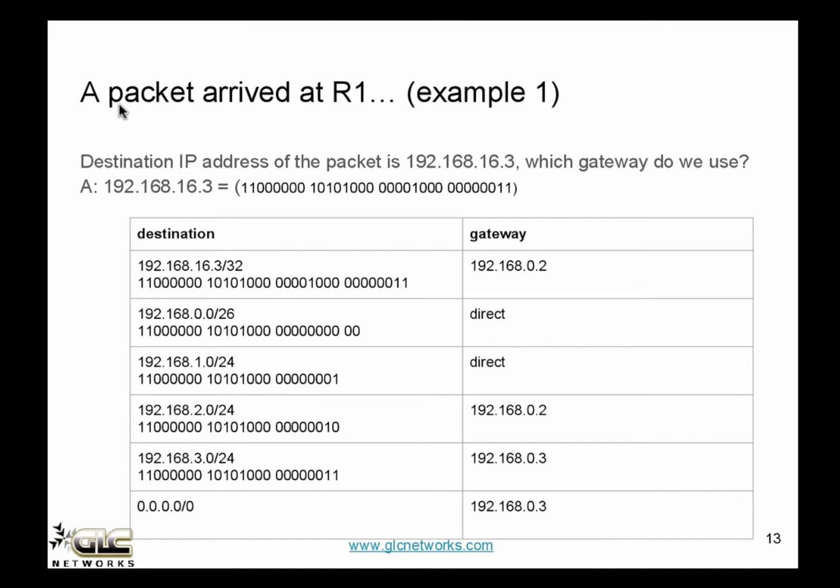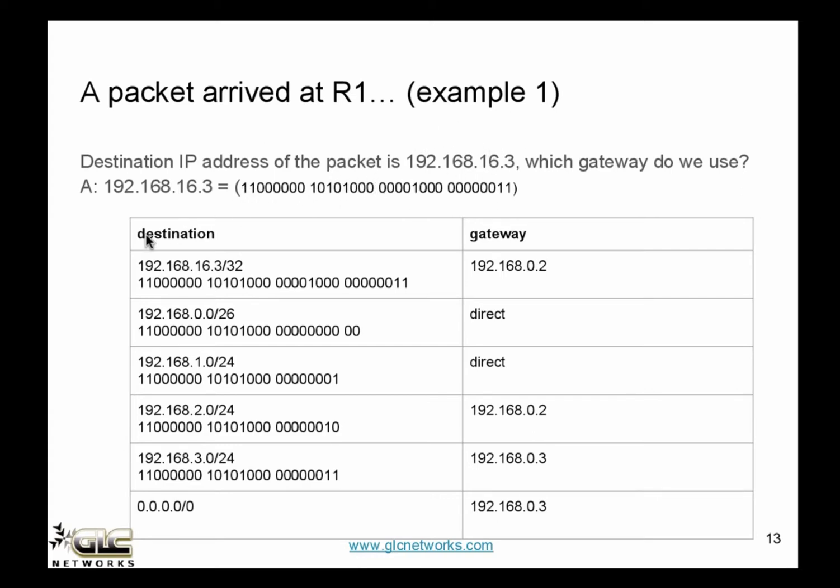So for example, a packet arrived at router 1. The destination address is 192.168.16.3. So which gateway do we use to forward this packet? Always think in binary. So we should convert 192.168.16.3 into binary. So it's going to be like this, right? Okay, so let's match.